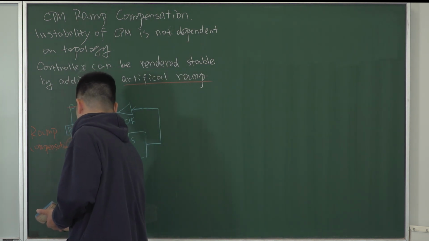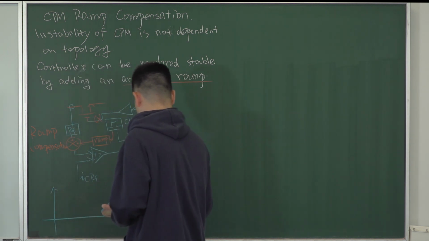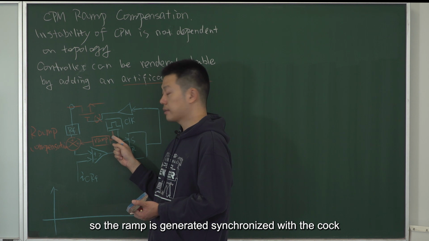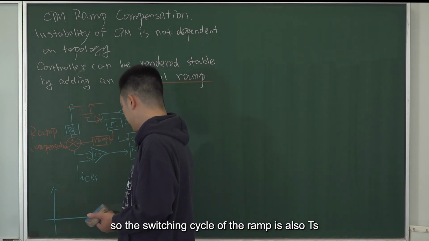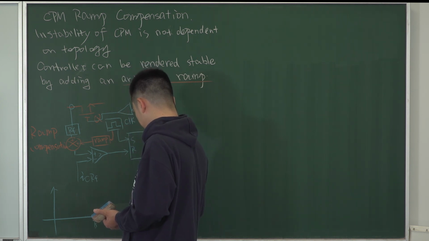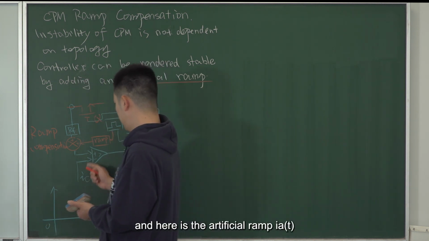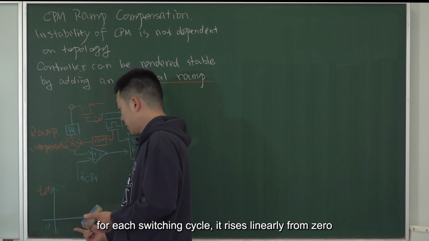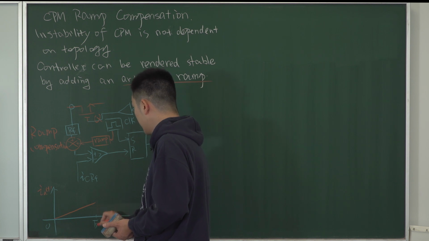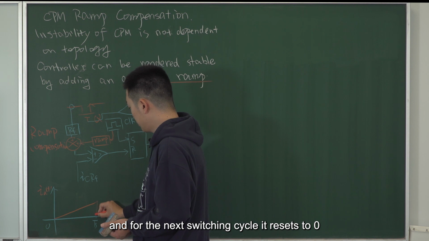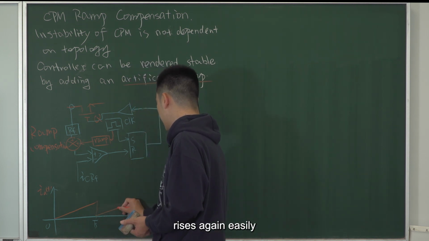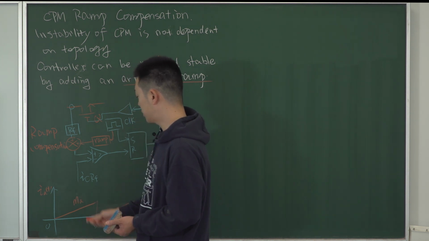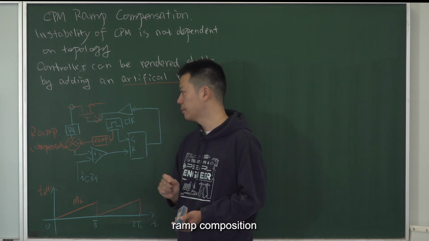So basically, we have the time domain waveform, t, and we look at these red parts. The ramp is generated synchronized with the clock, so the switching cycle of the ramp is also Ts. Here is the artificial ramp, IA(t), and it is very simple. For each switching cycle, it rises linearly from 0. For the next switching cycle, it's reset to 0, and then for the following switching cycle, it rises again linearly. The slope of this straight line is MA, the slope of the ramp. That's why we call it ramp compensation.